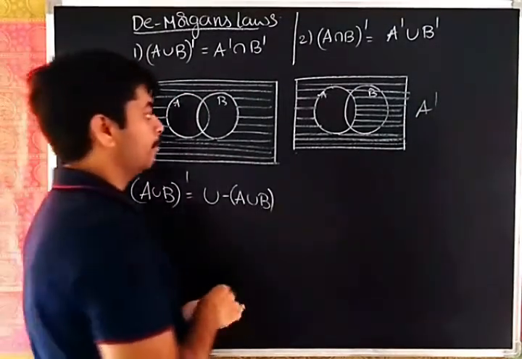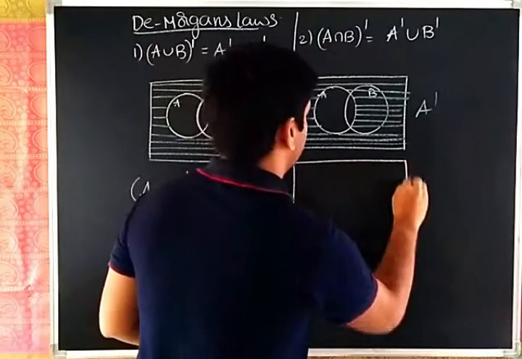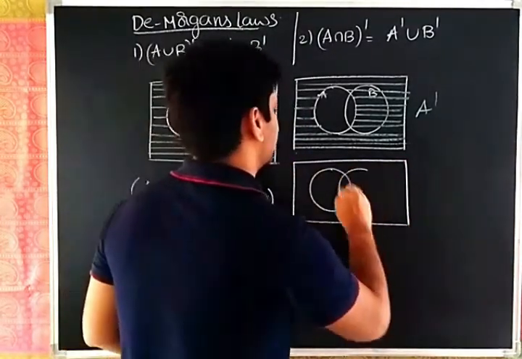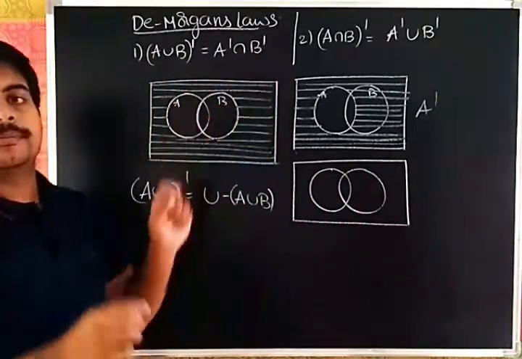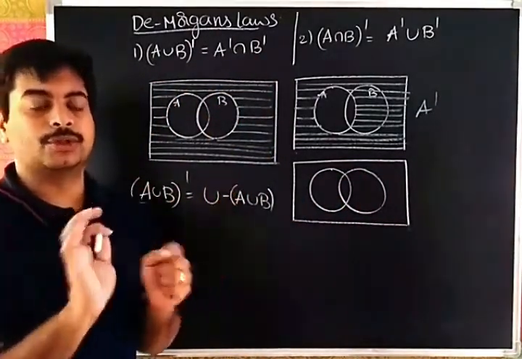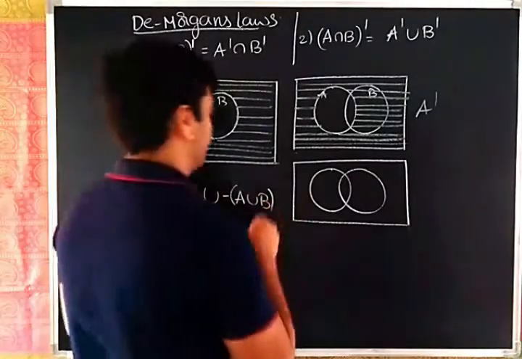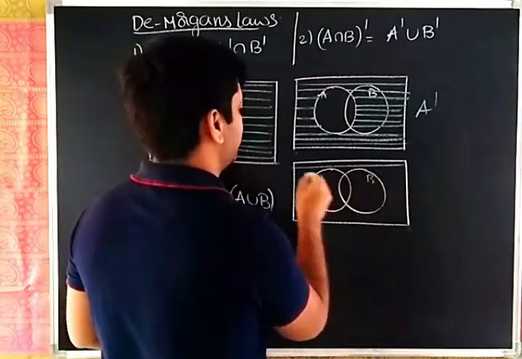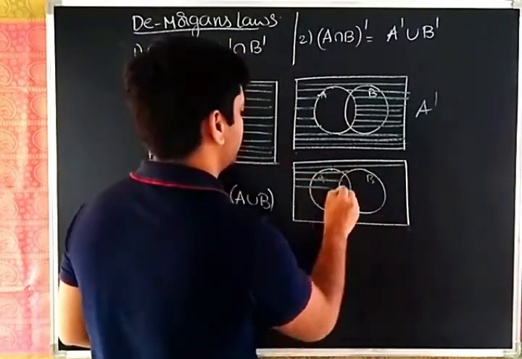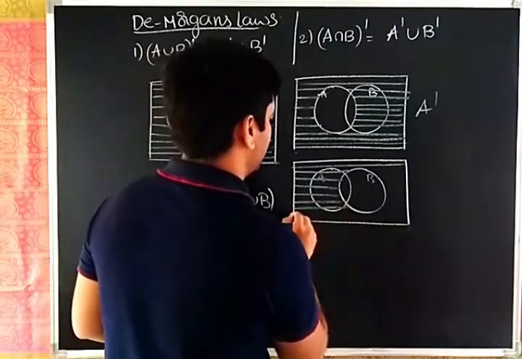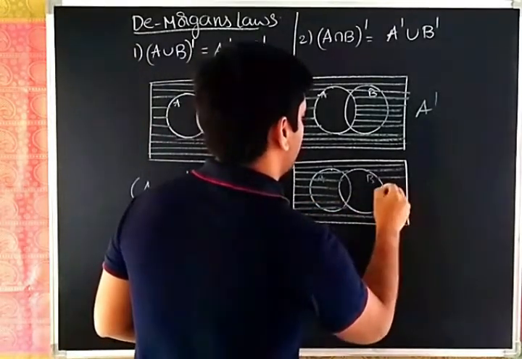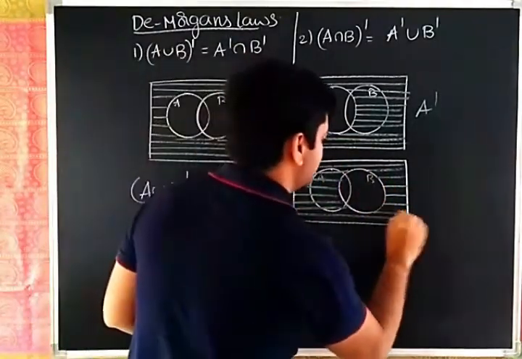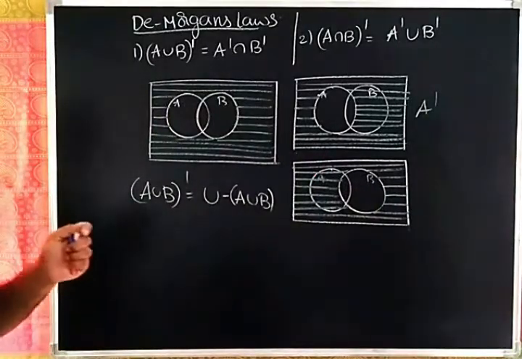Now in a similar way we will draw for B complement. Once again take A, once again take B. B complement means it should not include B. So this is A, this is B, you shouldn't include B. I can include A, there is no restriction on A. Now tell me, what is the common intersection part between these two shaded regions?